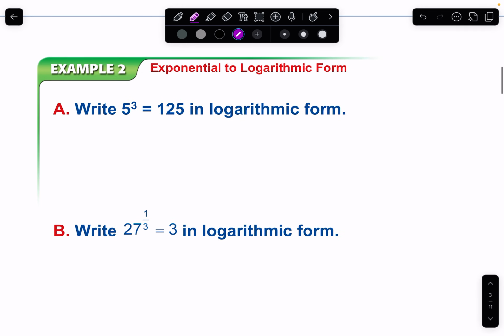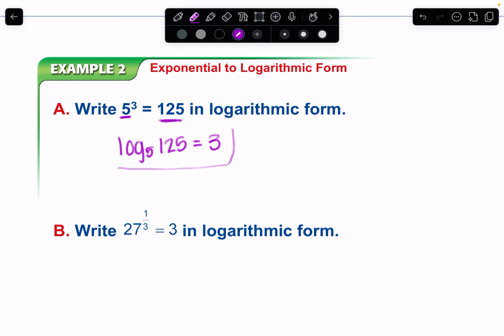Example 2 is then doing the opposite. Example 2 is changing it from exponential form to logarithmic form, so working backwards. So your base within the exponent 5 is going to become your subscript. The 125 is going to move back over here, and then your exponent of 3 is going to move to the other side of the equal sign. So I'm kind of undoing what I just did in example 1. So my answer to part A is going to look like this. So again, not solving anything, just rewriting it from one format to the other.